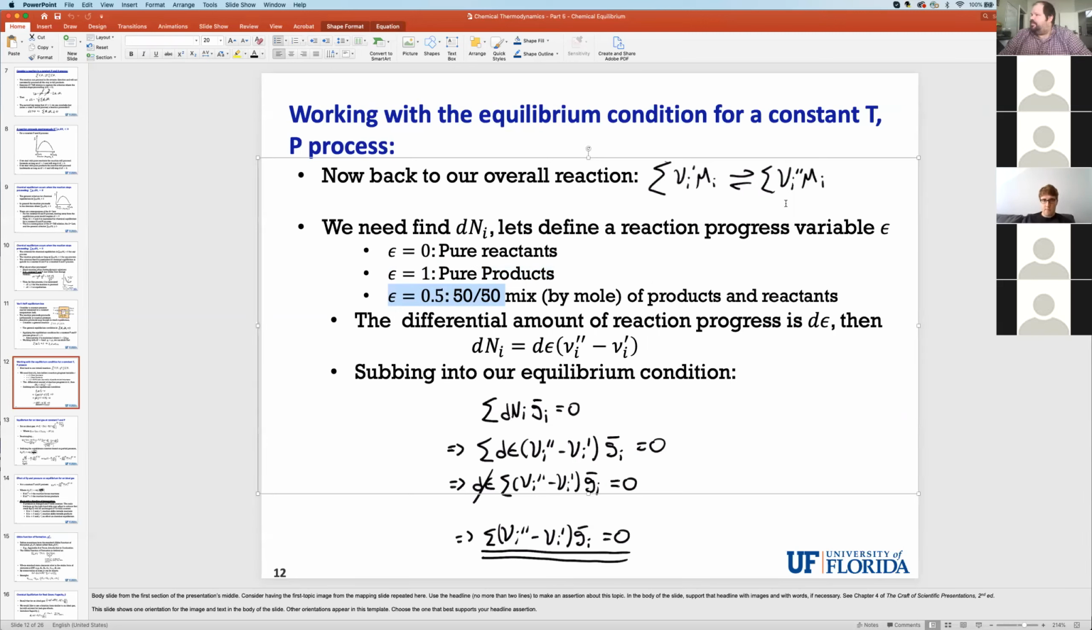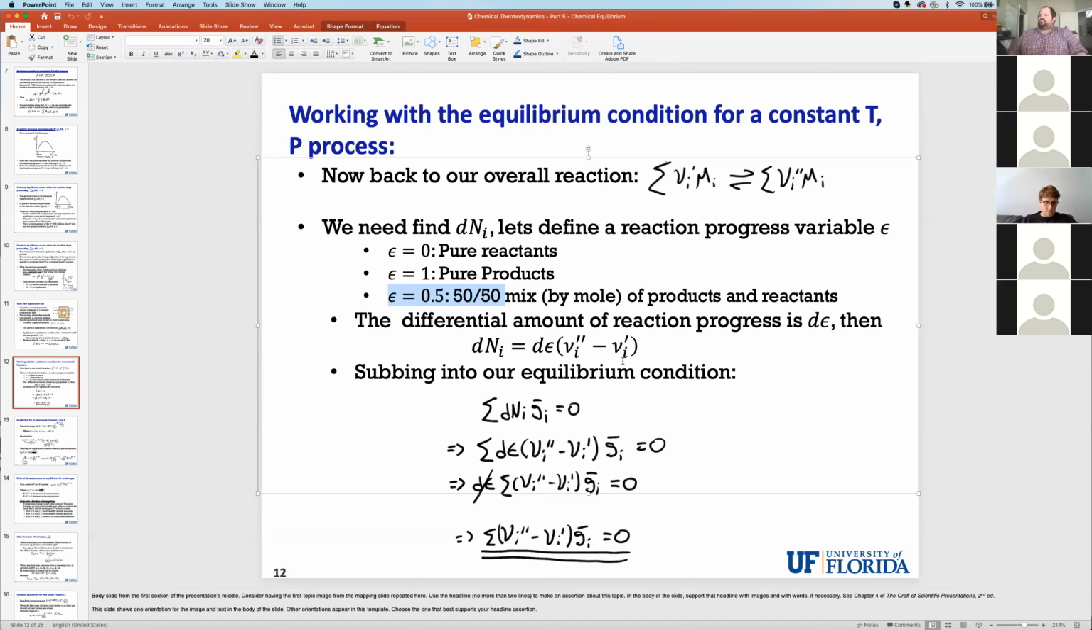And then as the reaction proceeds, we can relate the change of moles to the change of the reaction progress variable times the difference in the stoichiometric coefficients for the products and the reactants. Okay, so we can say that dn_i is just equal to d epsilon times (nu_i double prime minus nu_i prime). And so this here is just the net change of moles of species i between the products and the reactants.